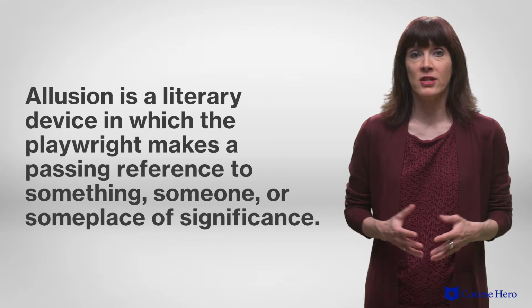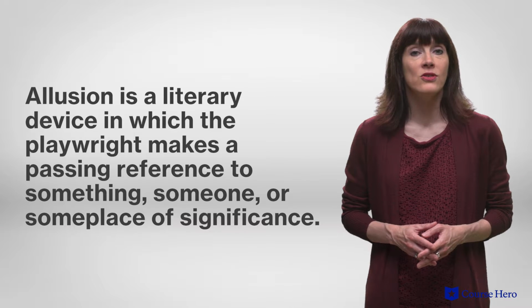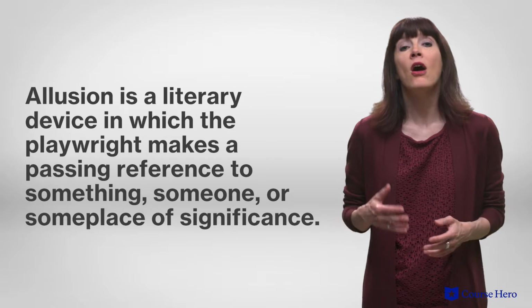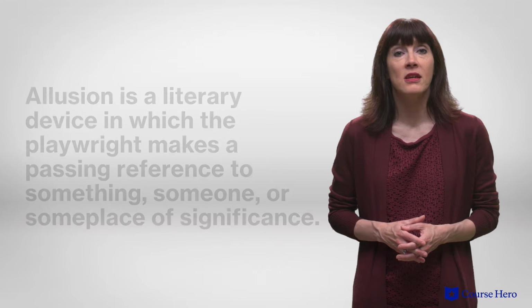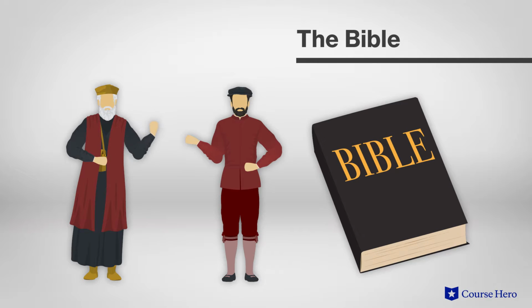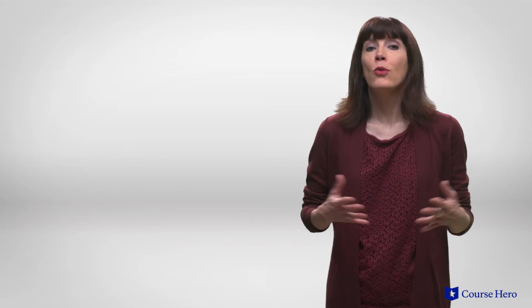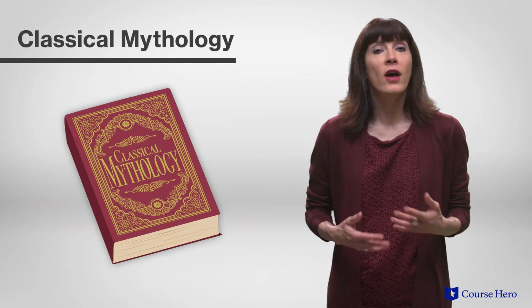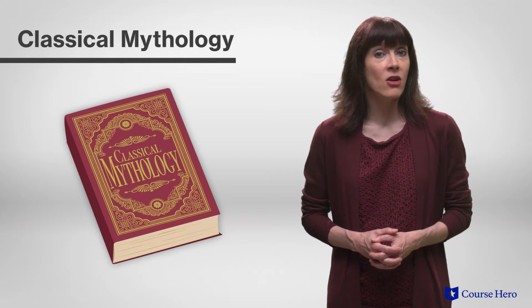Allusion is a literary device in which the playwright makes a passing reference to something, someone, or some place of cultural or artistic significance. The allusion is not explained, but the audience is expected to understand the reference and see how it relates to the events on the stage. Biblical and classical allusions abound in The Merchant of Venice. Shylock, Antonio, and other characters often refer to the Bible when discussing the ethics of issues such as moneylending, revenge, and mercy. And throughout the play, characters draw on classical mythology to illustrate the points they are making.